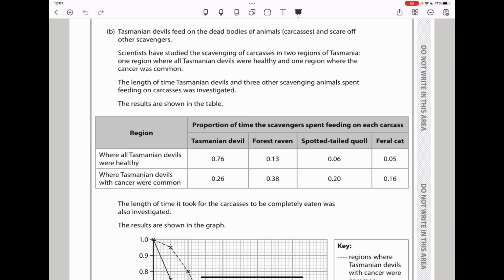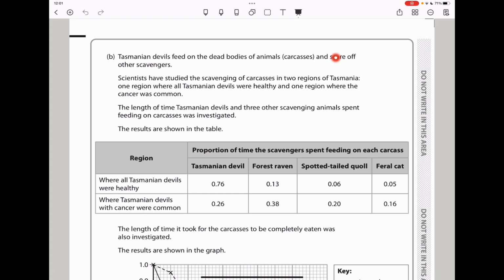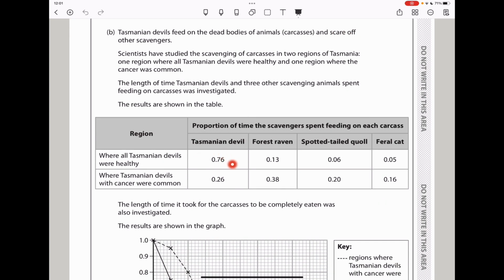It's either telling us that where there is no cancer, the Tasmanian devils are more in number, and therefore they are chasing away, if you go back here, they scare off the scavengers. Maybe here, where there is no cancer, the Tasmanian devils are healthy, and therefore they are capable of chasing away the other scavengers from the carcasses. However, in this region, either the Tasmanian devils are fewer in number, or they are sick and they do not have enough strength to chase away the other scavengers from the carcasses. So the other scavengers can feed longer on the carcasses without being chased away by the Tasmanian devils. I think you can see that information from this table here.